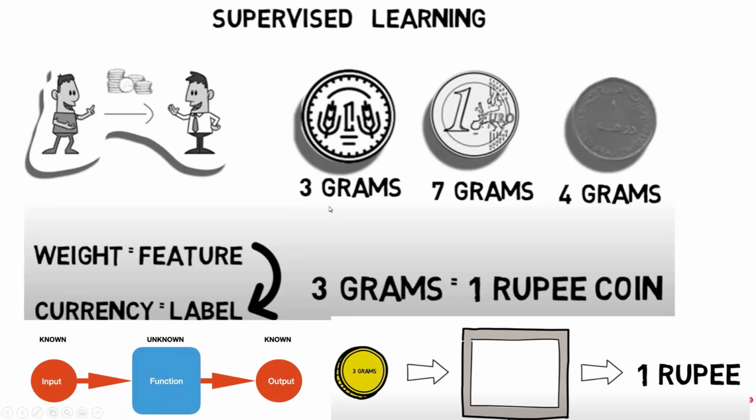Take this example. There's a coin here of a country. One euro is 7 grams, 1 rupee is 3 grams, and in some other countries it's 4 grams. Different countries, different coins. So we know the outputs, we know the results. So we teach the machine: machine, you learn these things. We have given the input, and we have given you the output labels as well. And next time, if I put a 3 gram coin, it will say, okay, it's 1 rupee because it matches this pattern.